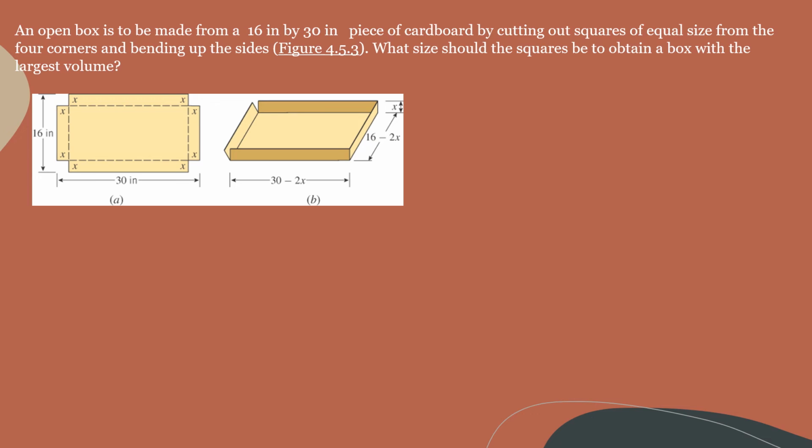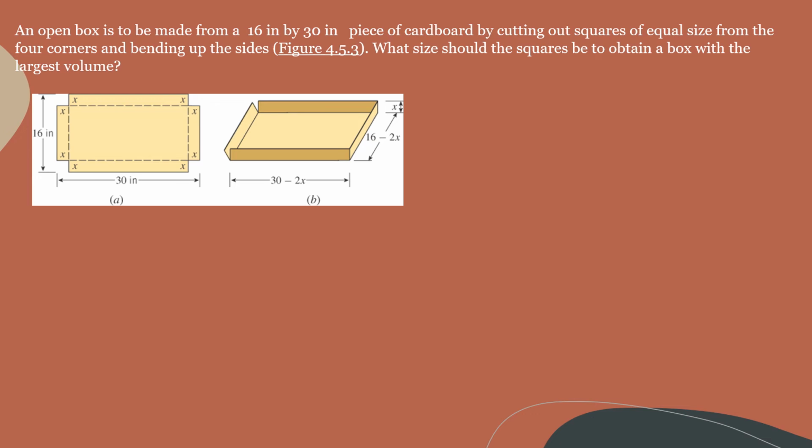So here we have another problem of the cardboard or the open box, and they are saying that the open box is made from a 60-inch by 30-inch piece of cardboard, by cutting out squares of equal size from the four corners and bending up the sides as given in the figure. What size should the squares be to obtain a box with the largest volume?